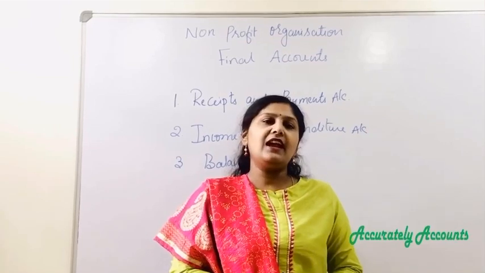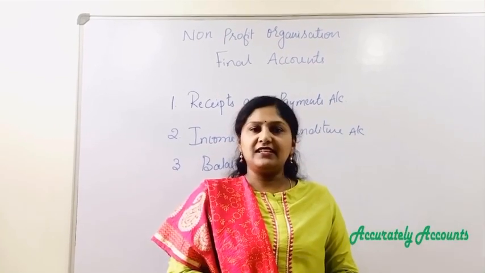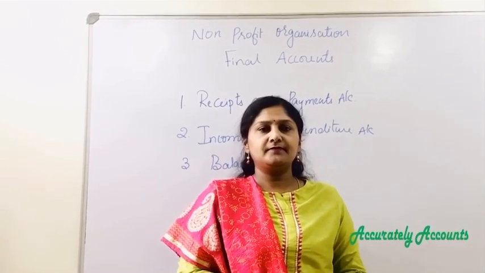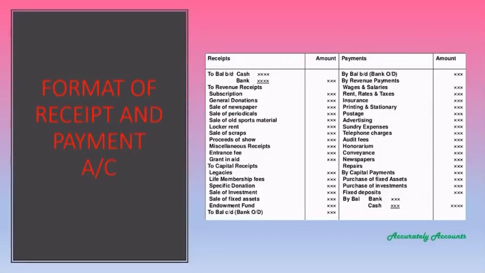Now let us see and understand the format of the receipts and payments account. In the receipts and payments account, generally we begin with the opening balance of cash. Cash in hand and cash at bank will be taken on the receipt side, that is the debit side of the receipts and payments account. After that, generally we take the revenue receipts.